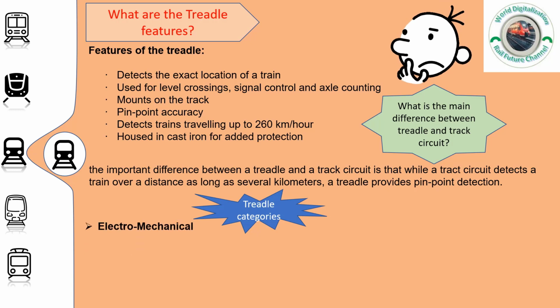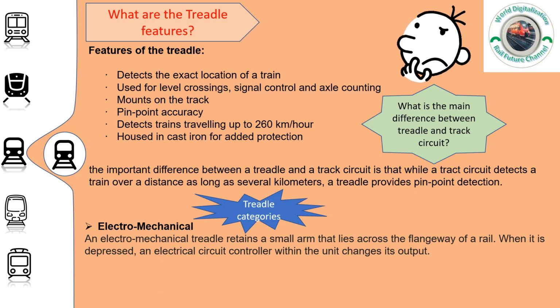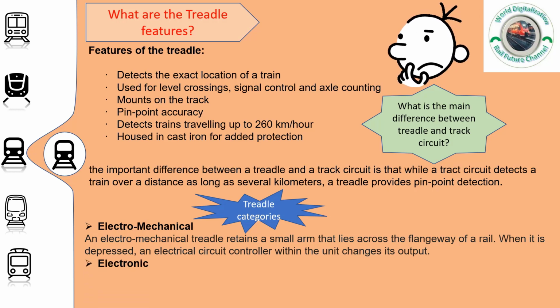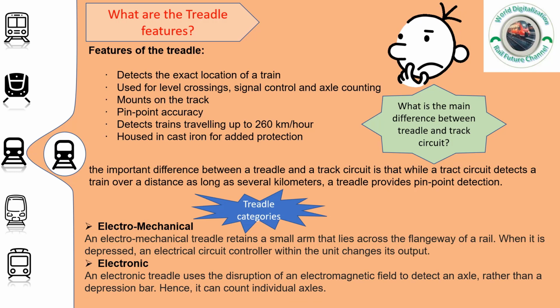Treadle categories. Electromechanical: an electromechanical treadle has a small arm that lies across the flangeway of a rail. When it is depressed, an electrical circuit controller within the unit changes its output. Electronic: an electronic treadle uses the disruption of an electromagnetic field to detect an axle rather than a depressed part. Hence, it can count individual axles.